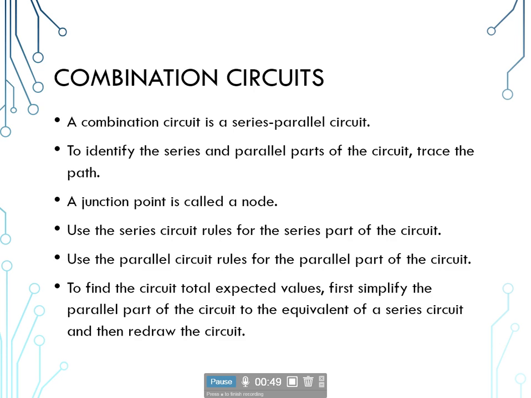And when we start to find the expected values, we'll first have to simplify the parallel part into the equivalent of a series circuit. Then we'll redraw the circuit. It's not as difficult as it sounds. You've already been doing that in the parallel circuit. Whether you're using the resistors of equal value method, the product over sum method, or the reciprocal formula method, that is what you're doing.